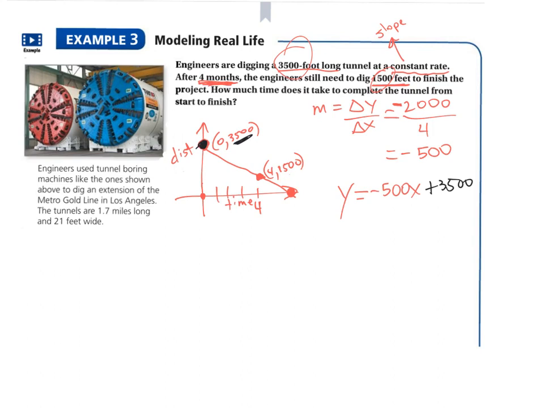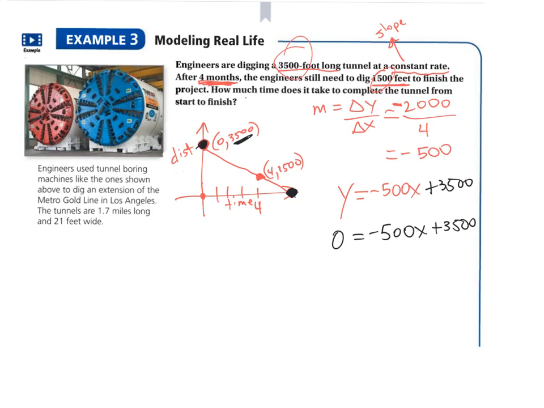Now, what's my question? I always need to keep track of my question. At what point in time am I done? So what is this point is what it wants to know. I could do this a couple ways. One way is to solve this equation in standard form, but that is definitely the hardest way. What value is y at this point? 0, right? So let's make y 0. When y is 0, what is x? All I have to do is solve for x, and I will be done.